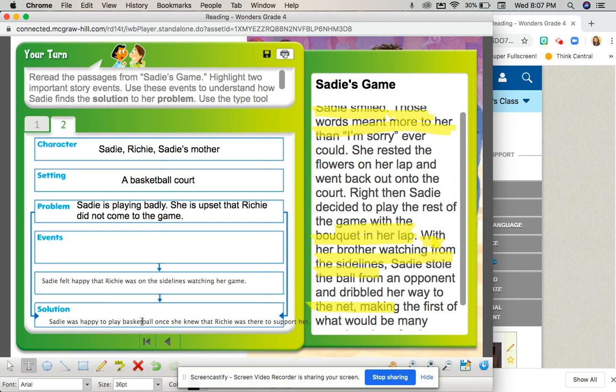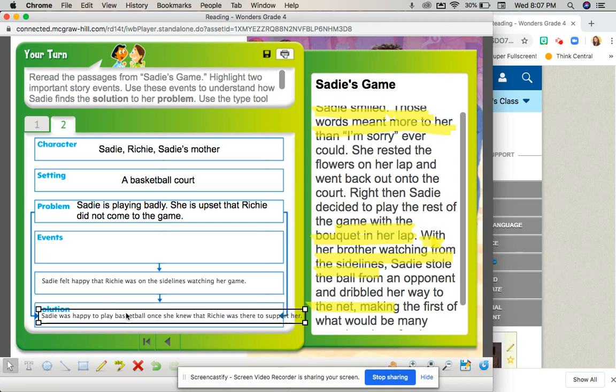Sorry, that kind of goes off the page a little bit. I don't know if I can move that. We'll try and move that right here.